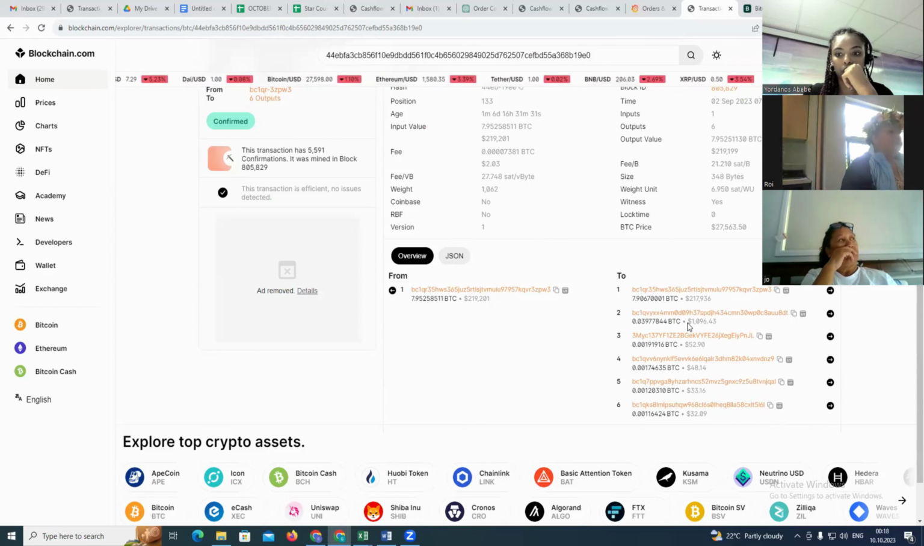This is for blockchain, and blockchain is one of the complex chains. When it comes to tracking transaction IDs, you have to be careful.